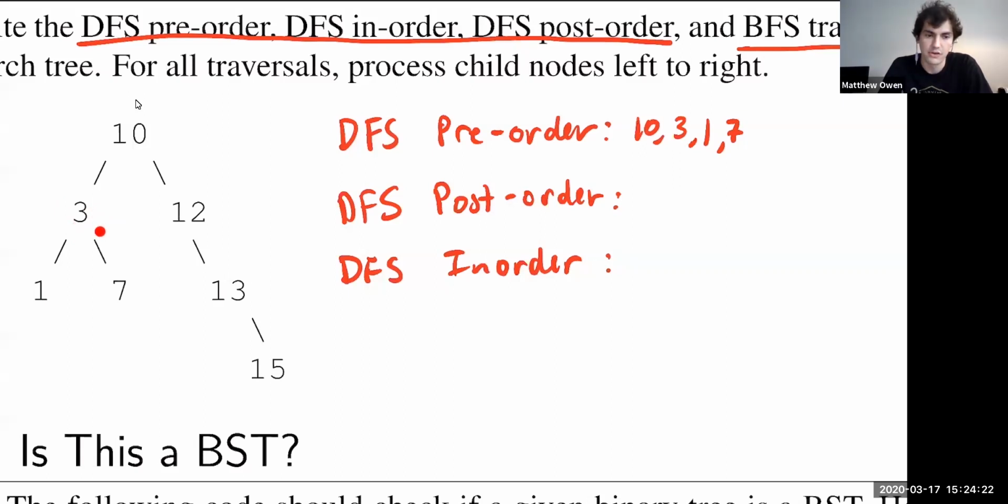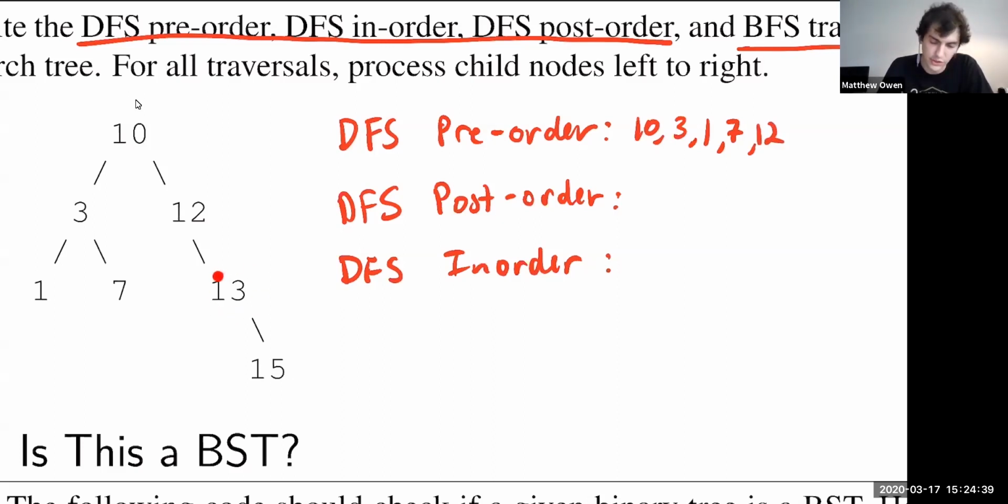There's nowhere for us to go from the 3. We now return to the 10. We've already seen the 10, so there's no need to add it here. We're going to continue down to the right because there's still children to visit here. We see that there's a 12. We add the 12 to our pre-order. There's still places for us to go down from here.